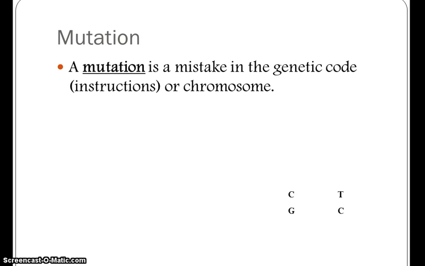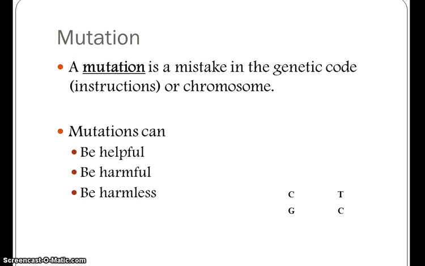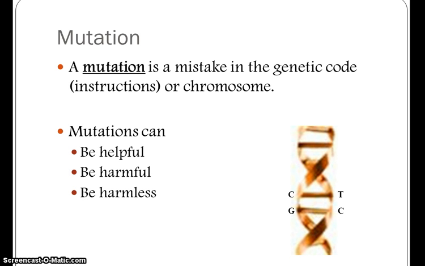Alright, a mutation is a mistake in the genetic code. So mutations can be helpful, they can be harmful, or they can be harmless. So if we look at this DNA strand, what is wrong with it? Take a look and see what's wrong with it. You should see right here the T is matched up to a C instead of an A. Okay, so that is a type of mutation.